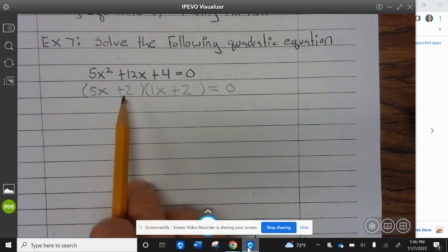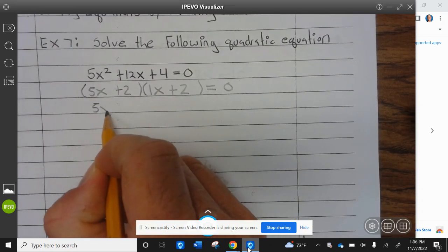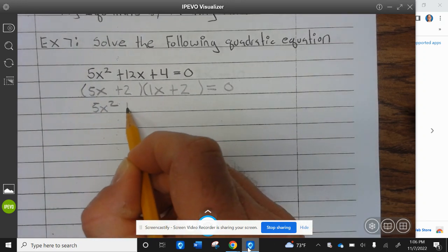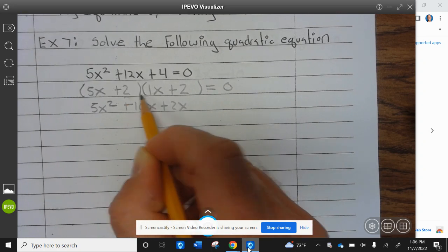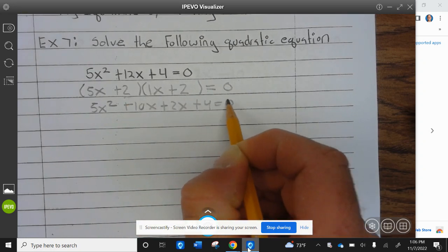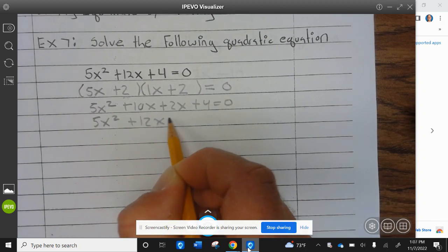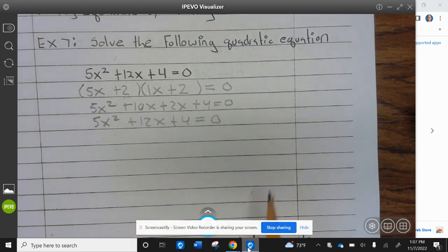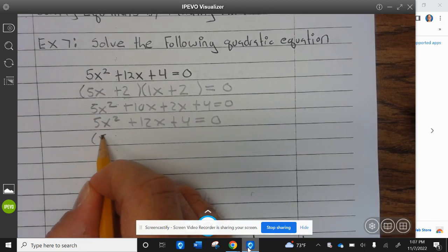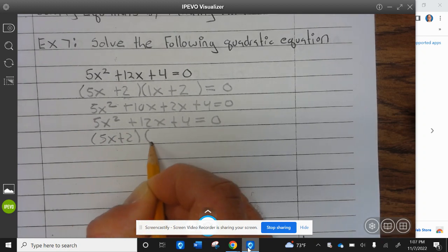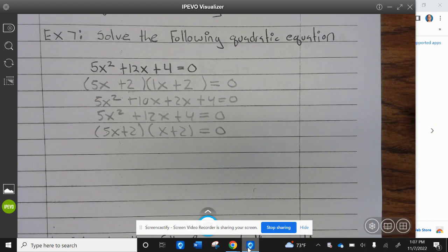Now, we probably want to make sure that this multiplies to become this. So 5x times 1 is 5x squared. 5x times 2 is plus 10x. 2 times 1 is plus 2x. 2 times 2 is plus 4 equal to 0, which is 5x squared plus 12x plus 4 equal to 0. This matches that. So we know that (5x plus 2)(x plus 2) equals 0 is your solution.